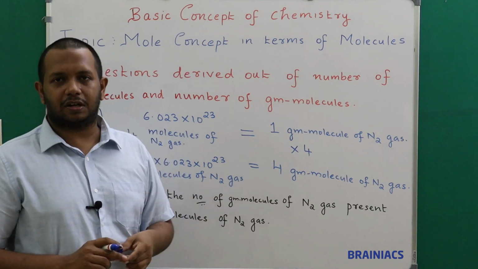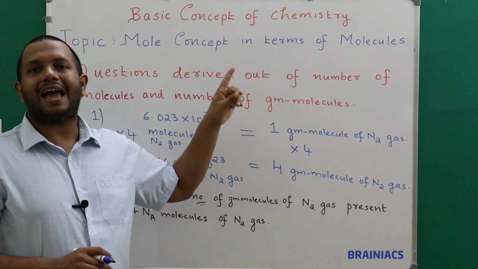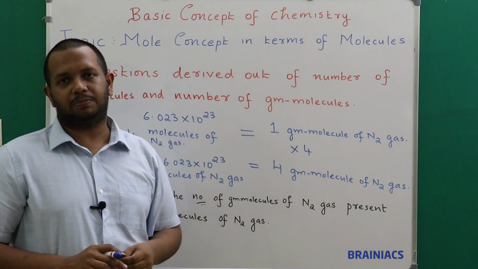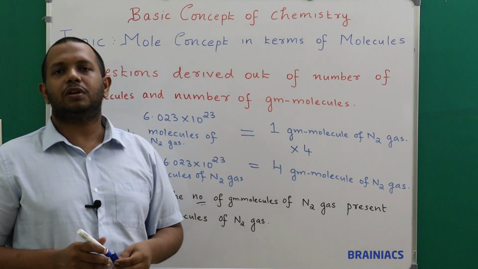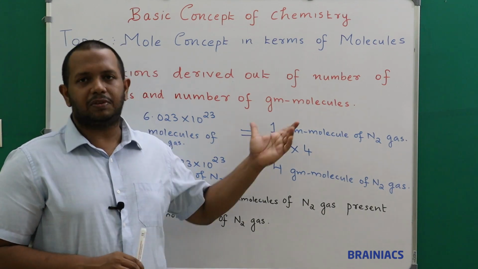Now tell me, what is the next relationship to be derived? Between the number of molecules and volume at STP, that is the molar volume, which you know is always fixed as 22.4 liter at STP. That we will do next.